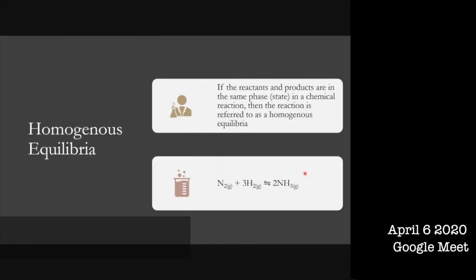So homogeneous equilibria, by looking at the reactants and products in the reaction that is given, here we are again looking at the formation of ammonia from gaseous nitrogen and gaseous hydrogen, giving you ammonia, which is again a gas. So the reactants and products are in the same phase. The technical word is phase. It means state of matter in a chemical reaction. Then the reaction is referred to as the homogeneous equilibria. The condition is the reactants and products should be in the same physical state.